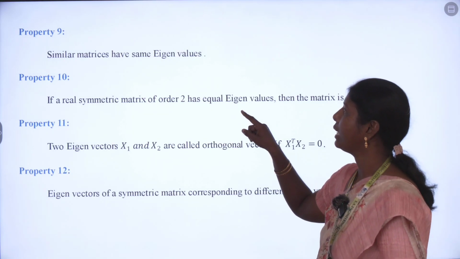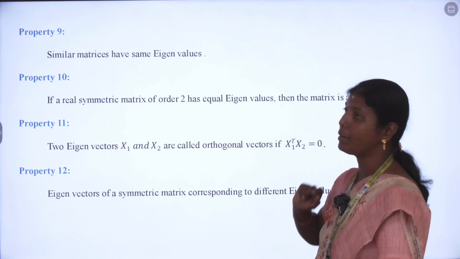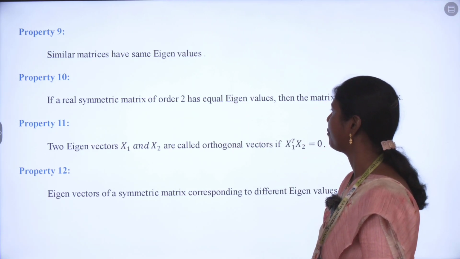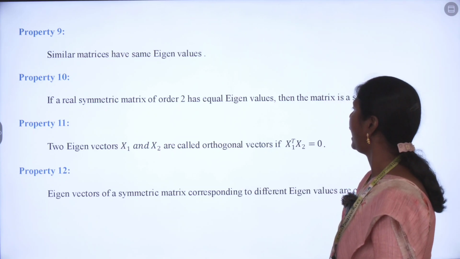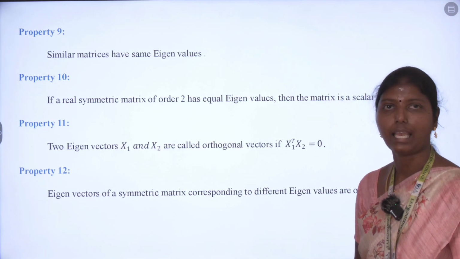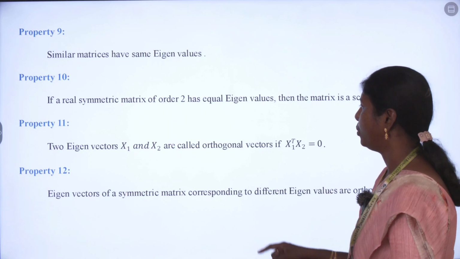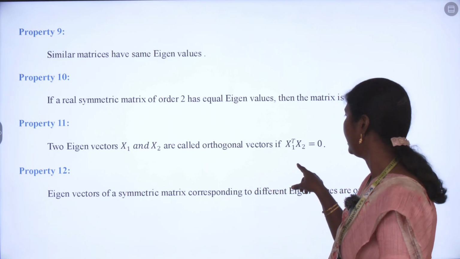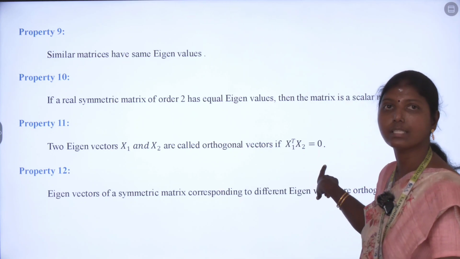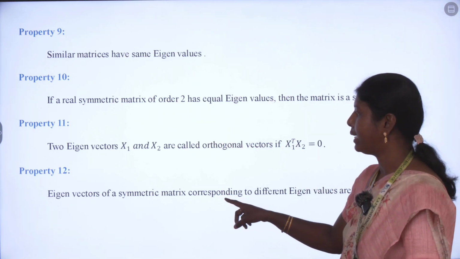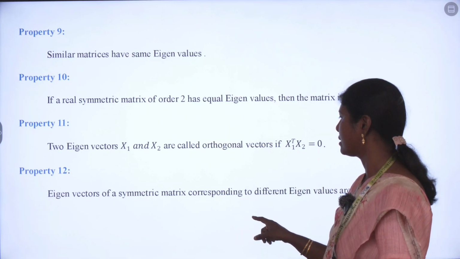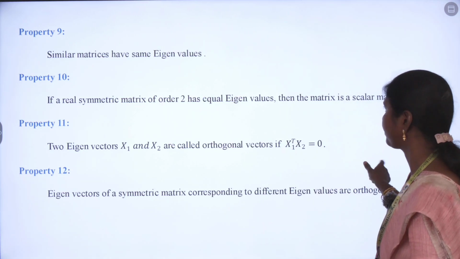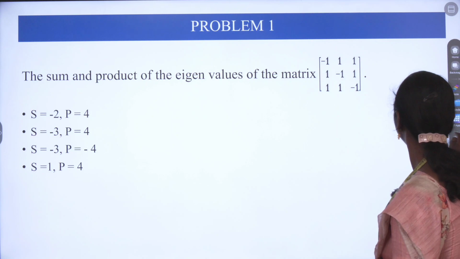Property 9, similar matrices have the same eigenvalues. Next, property 10, if a real symmetric matrix of order 2 has equal eigenvalues, then the matrix is a scalar matrix. Then two eigenvectors x1, x2 are orthogonal if the condition x1 transpose x2 is equal to 0. Next, property 12, eigenvectors of a symmetric matrix corresponding to different eigenvalues are orthogonal. Next we see problem 1.